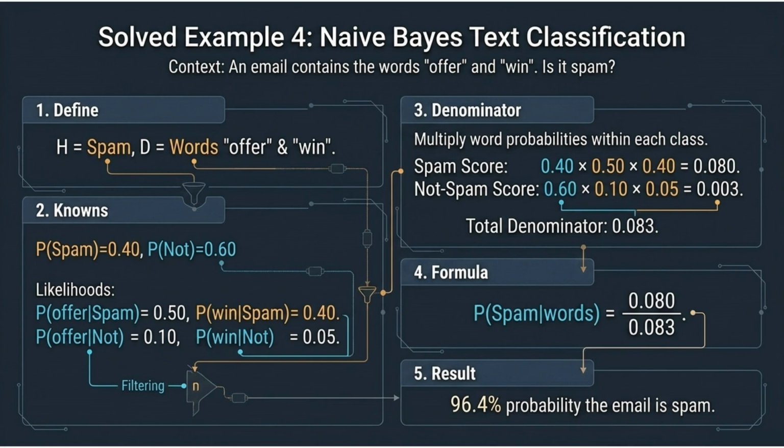Spam score: 0.4 times 0.5 times 0.4 equals 0.080. Not spam score: 0.6 times 0.1 times 0.05 equals 0.003. Denominator: 0.080 plus 0.003 equals 0.083. Posterior: 0.080 divided by 0.083 equals about 96.4% spam. Two suspicious words swing a moderate prior into near certainty.